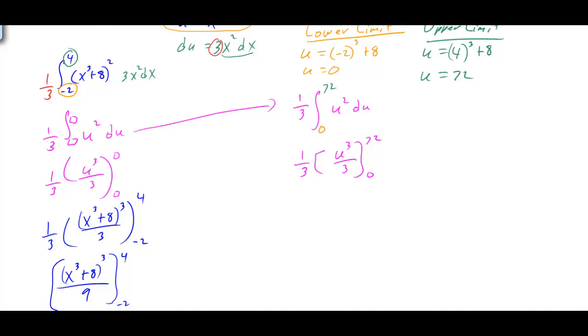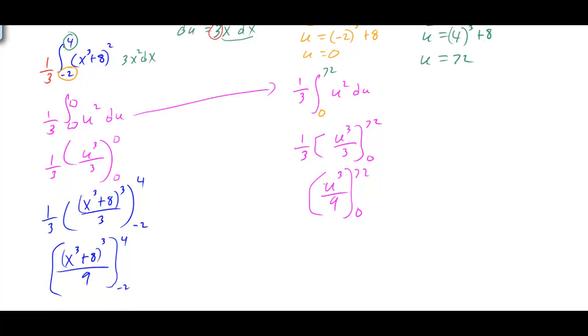Now, the advantage of this part is we could just leave this in terms of u, so I'm going to go ahead and multiply by the 1/3, and we have 0 to 72. Now we don't have to resubstitute because we changed our x limits into limits that are in terms of u values. So now we can plug in the upper limit, 72 cubed over 9, and you're going to get the same answer of 41,472, because of course if we plug in 0, we're going to subtract away 0.